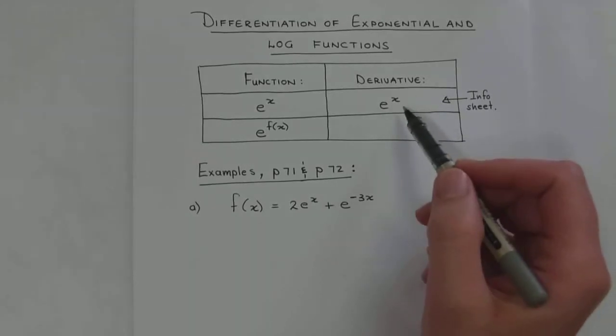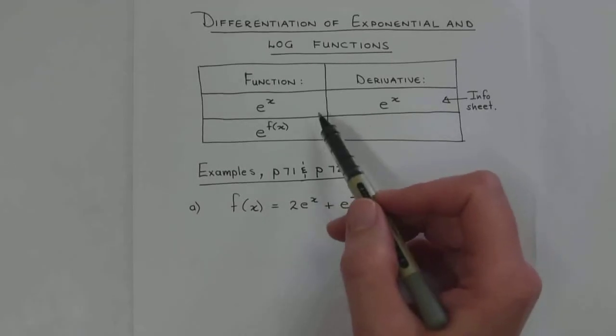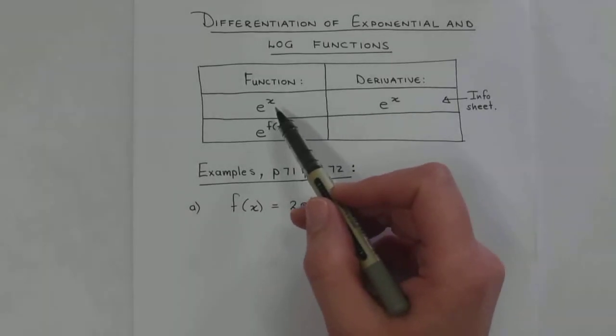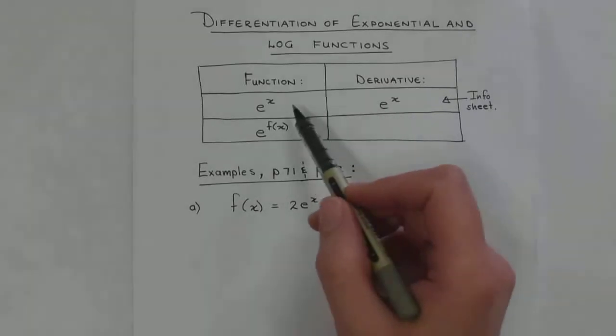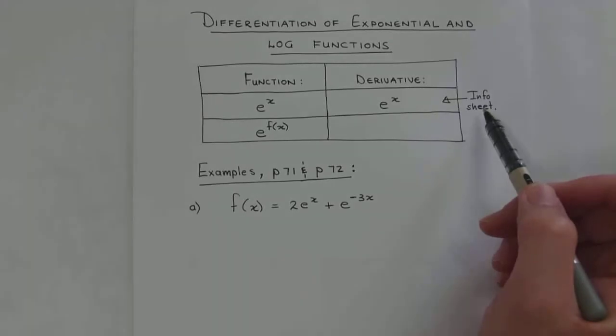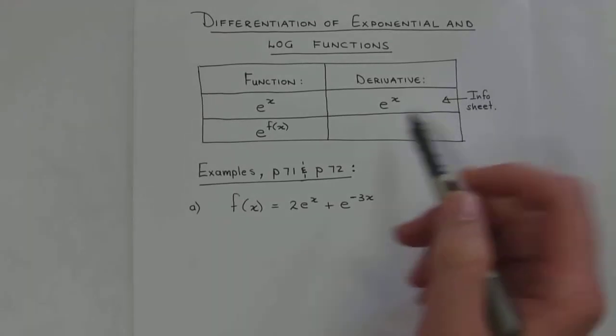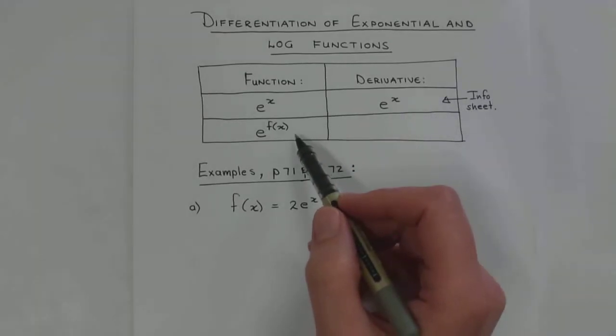And we discussed that in terms of tangents, where we said if you draw a tangent to the curve e to the power of x, then the gradient of the tangent is also going to be e to the power of x. So that is very, very much something you should remember, even though it is on the information sheet. Now the following is not on the information sheet.